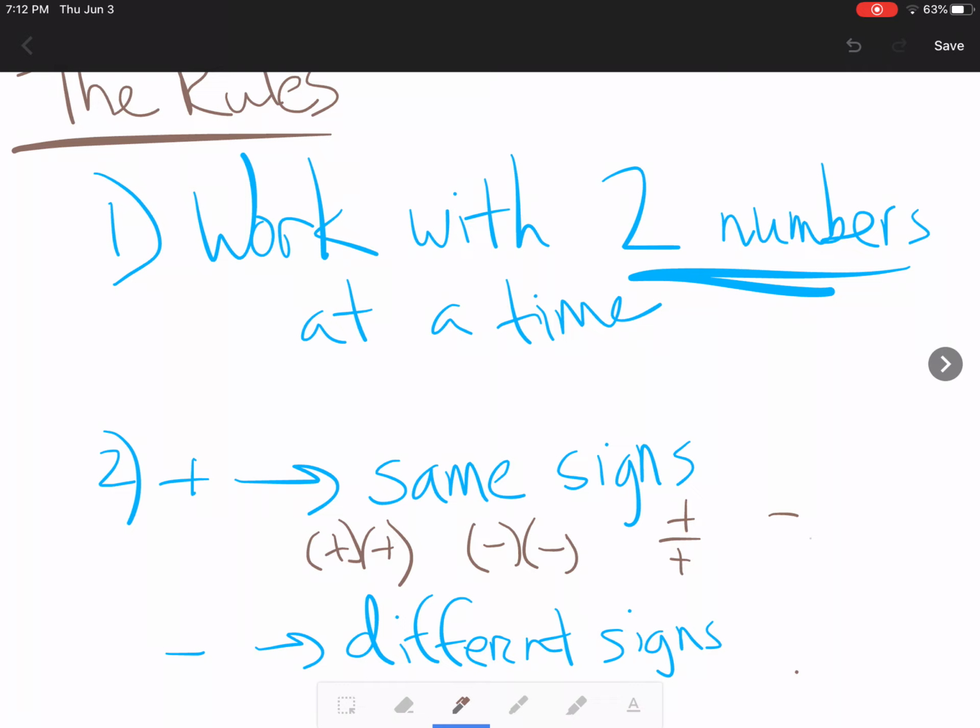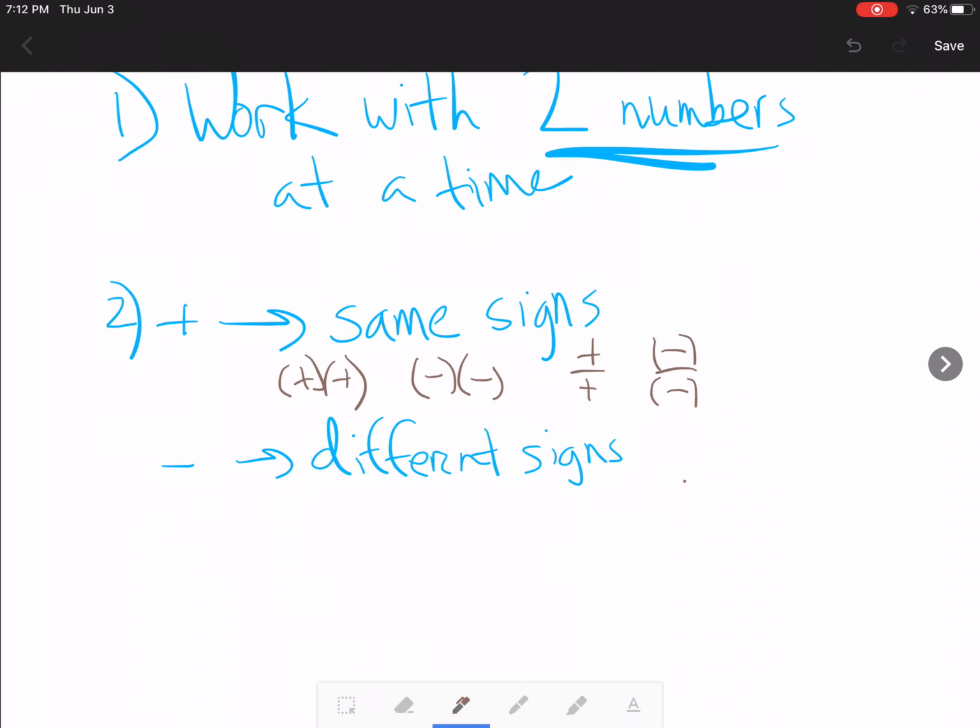And the same thing happens if we're doing division. A positive divided by a positive or a negative divided by a negative, we'll still end up getting a positive for all those cases. If we have different signs, then we're going to get a negative as our final answer. For example, a positive times a negative is going to be a negative answer. A negative times a positive is also a negative answer. Doesn't matter what order we do it in.